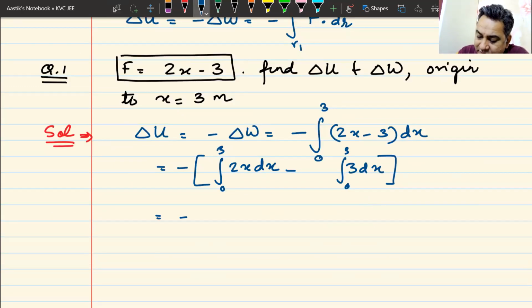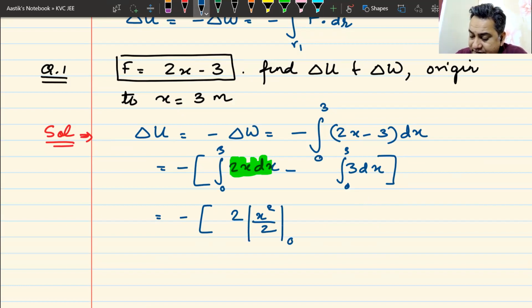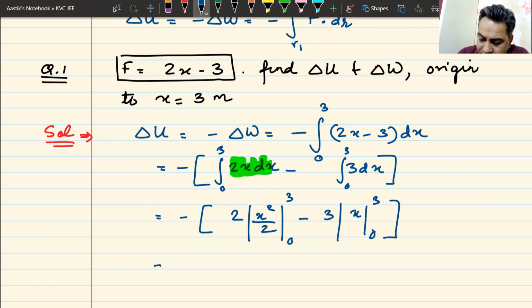So I have just taken the negative out. Integral of 2x dx, everyone knows, will be equal to 2 times x squared by 2. If you don't remember it, you can go and watch the lecture on integration, from 0 to 3, minus 3 times integral of dx, which is x varying from 0 to 3. I hope you can put the values and get the answer. What is the value of delta U coming as? Anyone?